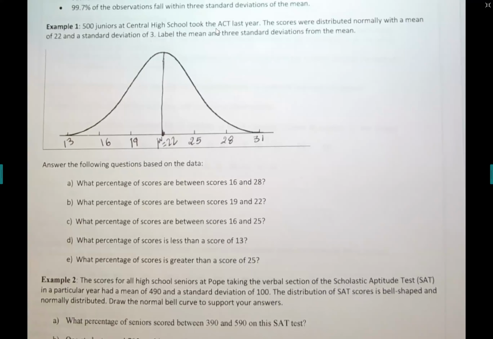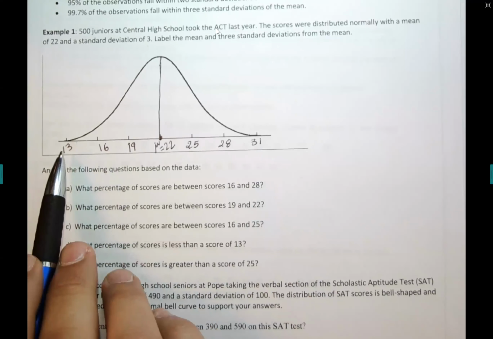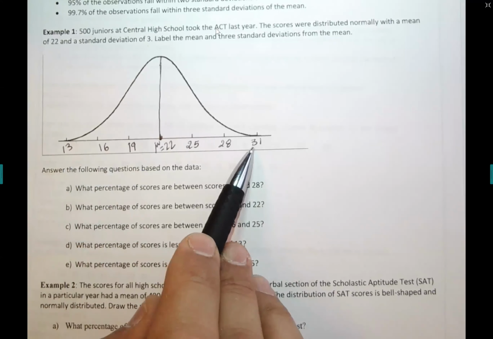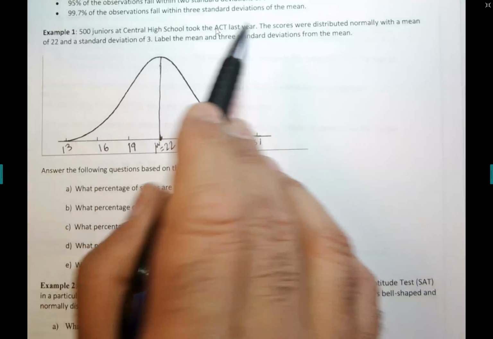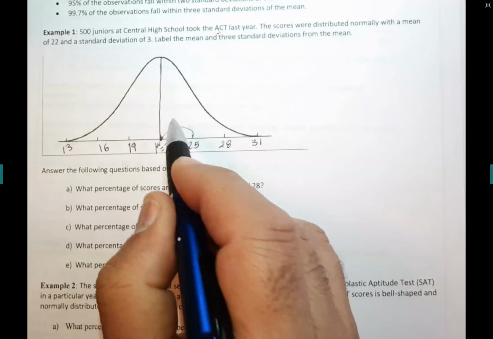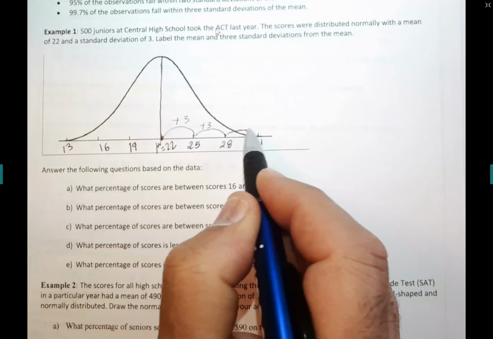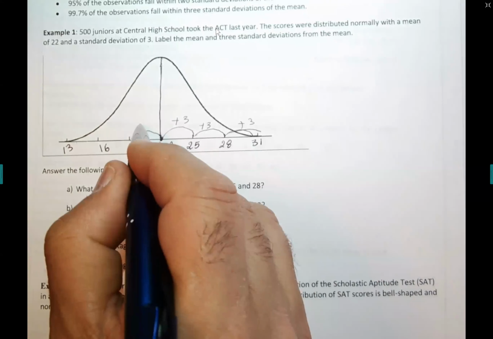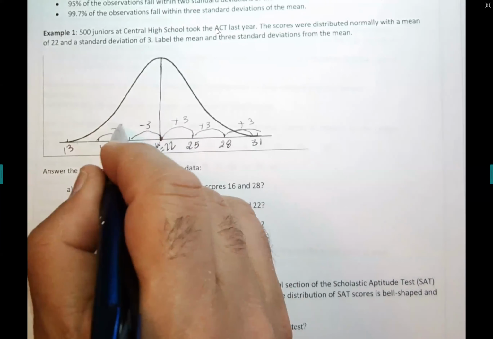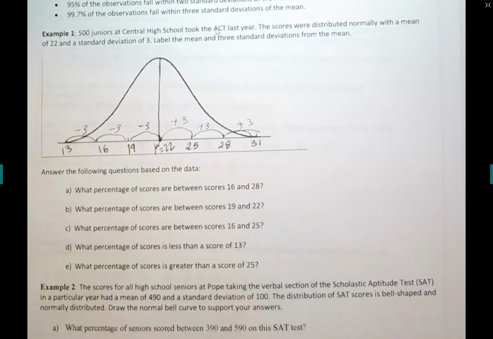In real life, when your data looks bell-shaped, you don't go above 3 standard deviations. Everything stays within 3 standard deviations. Now here, you notice, guys, the curve is covered from a low of 13 to a high of 31. Where did I get those numbers? He gave me a standard deviation of 3. What I did, from the mean, I added a 3 here, then I added a 3 here, then I added a 3 there. Then subtract a 3, subtract a 3, subtract a 3. It's within 3 standard deviations.